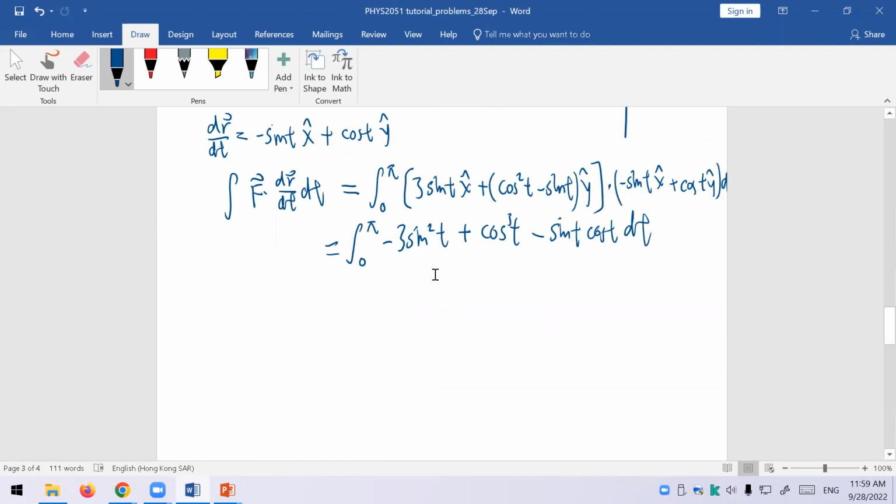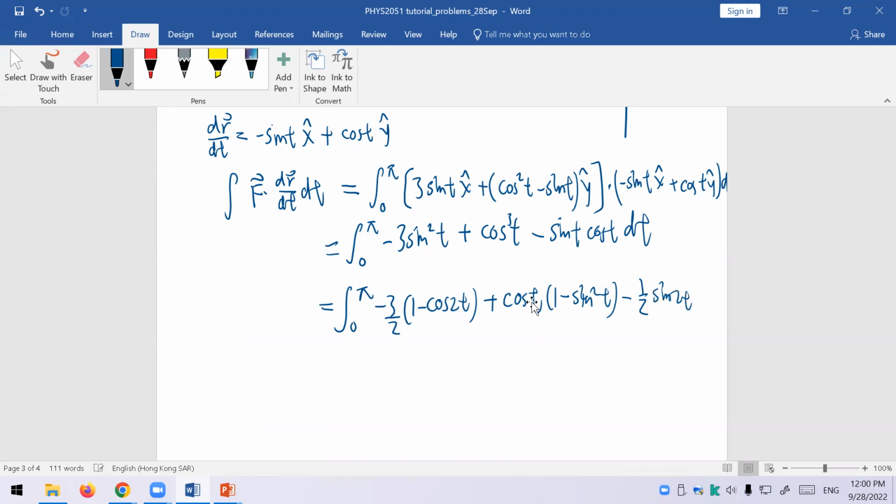Okay, so to do that, you just need to use some trigonometric identity for some of them, right? So for the first one, you can write it as this, right? So this is just something that you memorize, the trigonometric identities. And the second one, I could do cosine cube t is cosine t times 1 minus sine square t. And then the last one is just 1/2 of sine 2t. So then I believe this is something you can do easily.